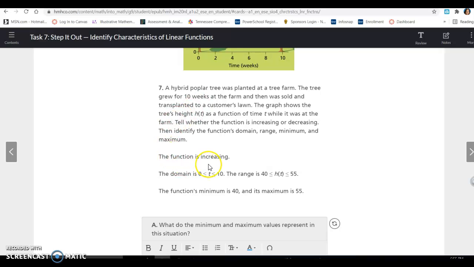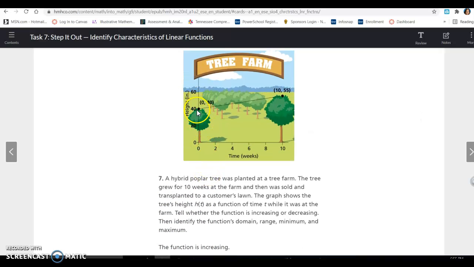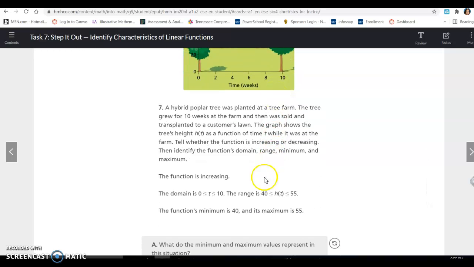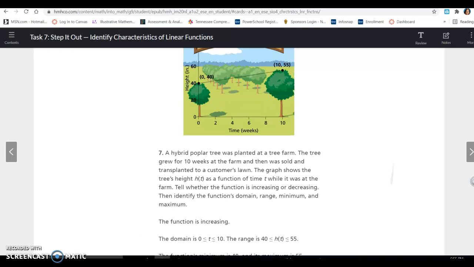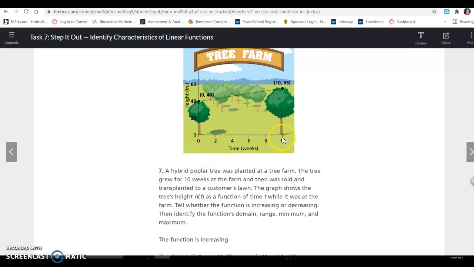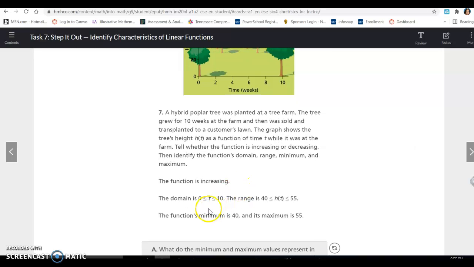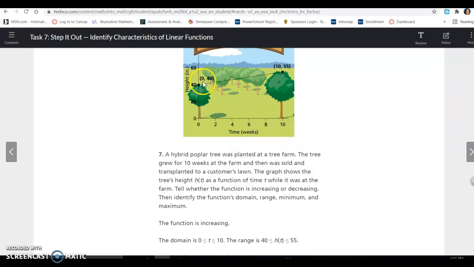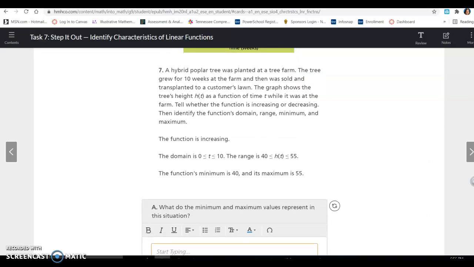So the function is increasing. We can see that from left to right, the line's going up, so it is increasing. And the domain goes from 0 to 10, and that's your time in weeks. So t is between 0 and 10 weeks. And the range, h of t, or your y values, go from 40 to 55. We did see that the height goes from 40 inches and it grew to 55 inches over that 10-week period.